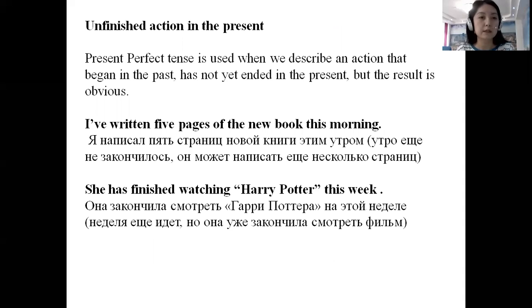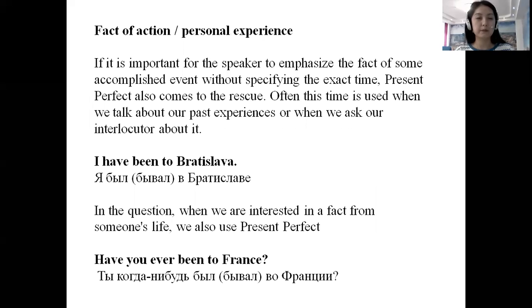Next, we use it for unfinished action in the present. Present perfect tense is used when we describe an action that began in the past, has not yet ended in the present, but the result is obvious. For example, I've written 5 pages of the new book this morning. He has finished watching Harry Potter this week.